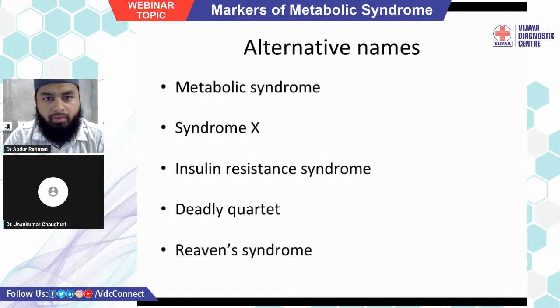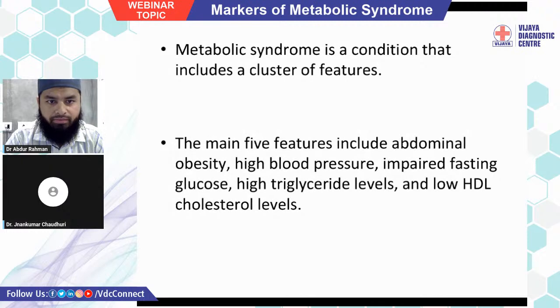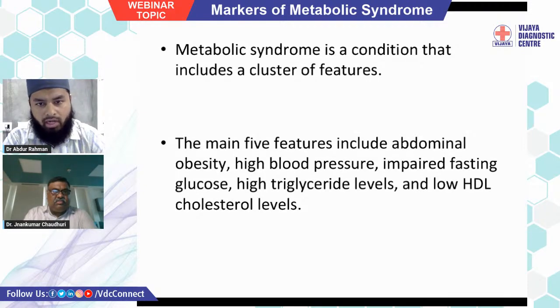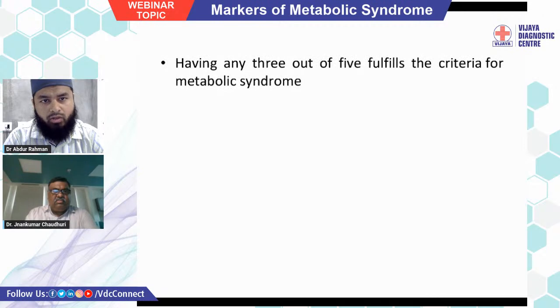So we were discussing the features. The main features include abdominal obesity, high blood pressure, impaired fasting glucose, high triglyceride levels, and low HDL cholesterol levels. So these are the 5 criteria. When they come together, they give rise to metabolic syndrome. Any 3 out of 5 fulfills the criteria for metabolic syndrome.